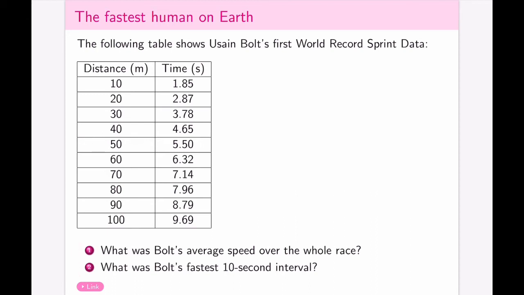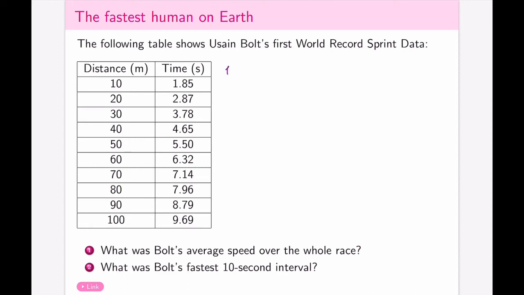The first one asks, what was Bolt's average speed over the entire race? And then the second one asks for something a little bit more interesting. What was his fastest 10-second interval? So we might actually want to know what the runner's race looked like. Was he fastest at the beginning, or was he speeding up the whole way through and actually was running as fast as he possibly could as he was finishing up?